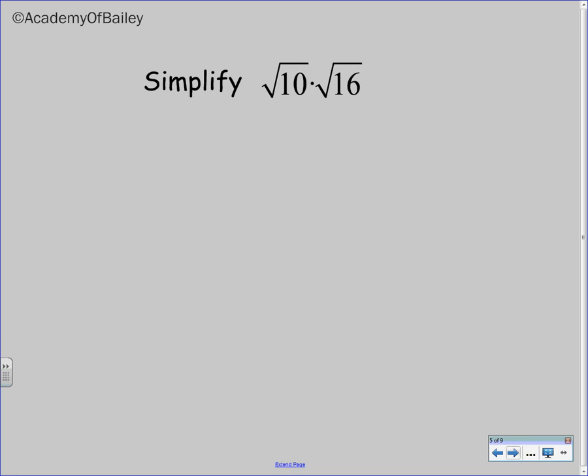Simplify. The square root of 10 times the square root of 16. Okay? This equals the square root of 160. And then you're going to simplify from there. But you could simplify beforehand. How about the square root of 16? What is it? That would be 4. And then we have the square root of 10.